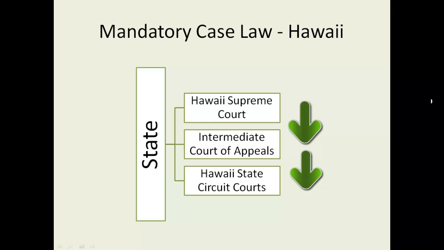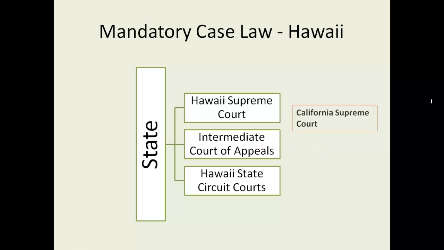Similarly, the court decisions from the Hawaii Supreme Court are binding on all Hawaii courts. The Intermediate Court of Appeals must follow the precedent of the Hawaii Supreme Court, and the state circuit courts must follow the precedent of both the Intermediate and Supreme Courts. Decisions from the high courts of other states, like California, are only persuasive authority. They are not mandatory authority.